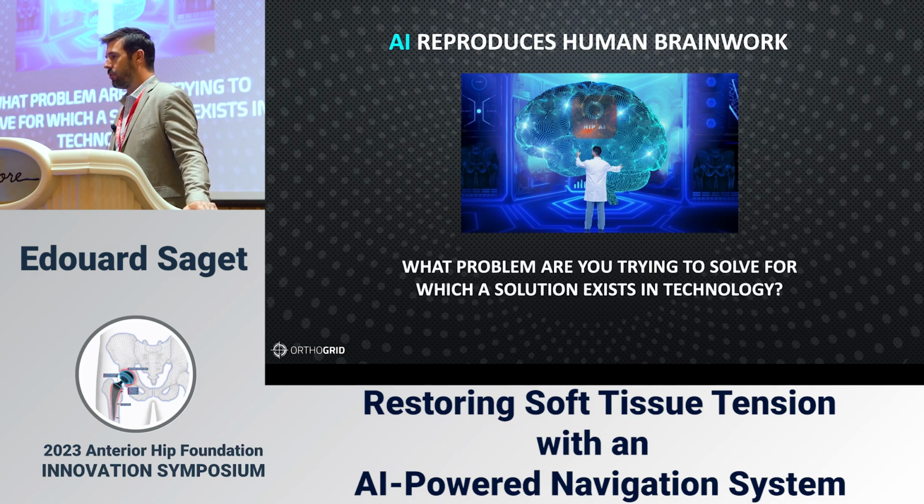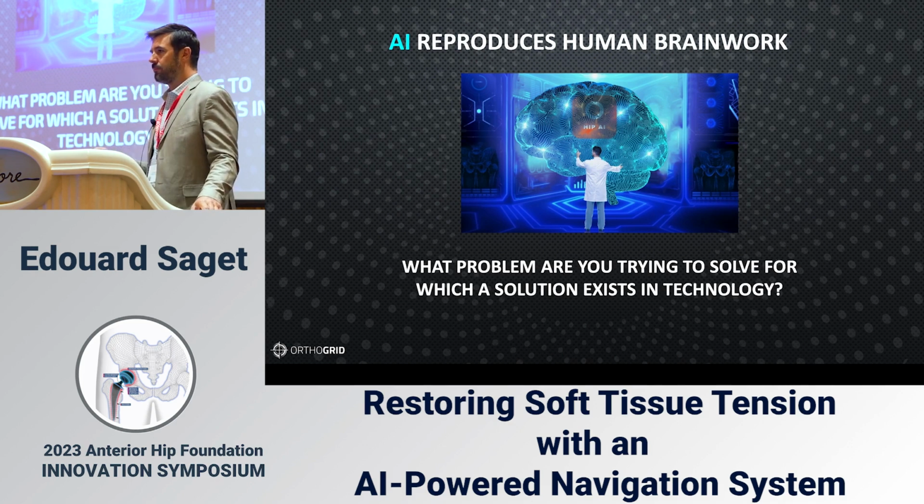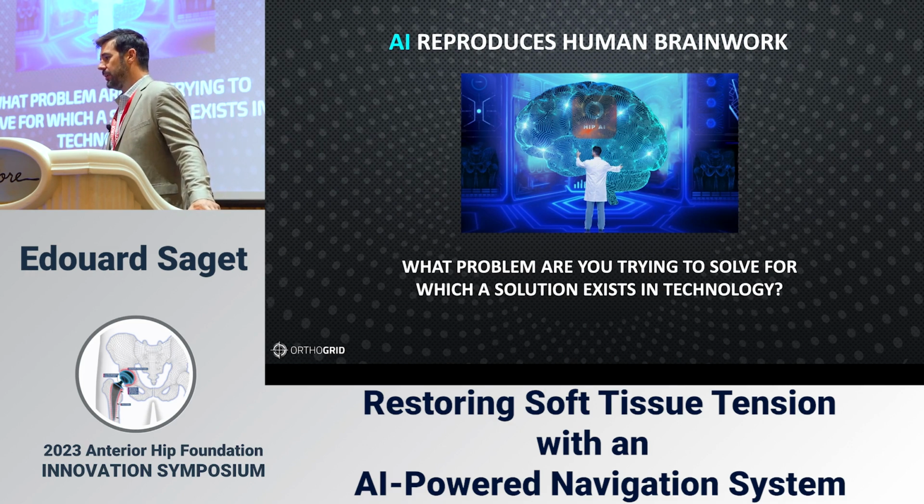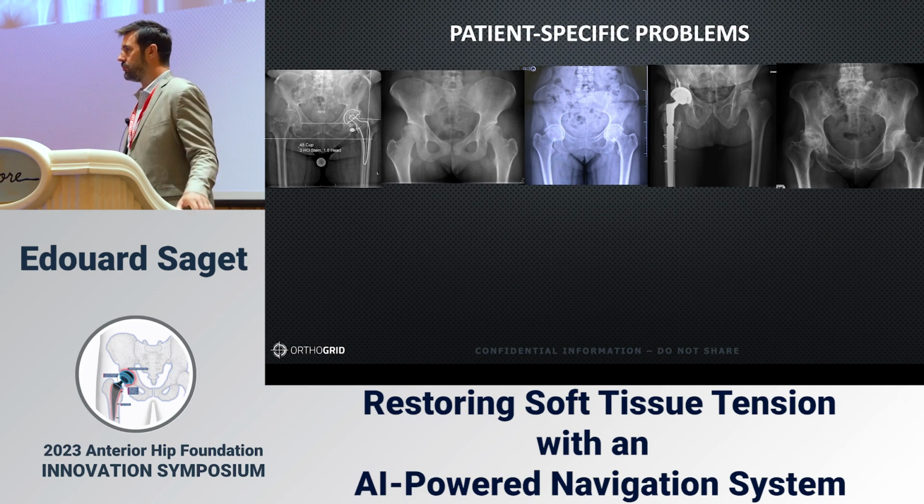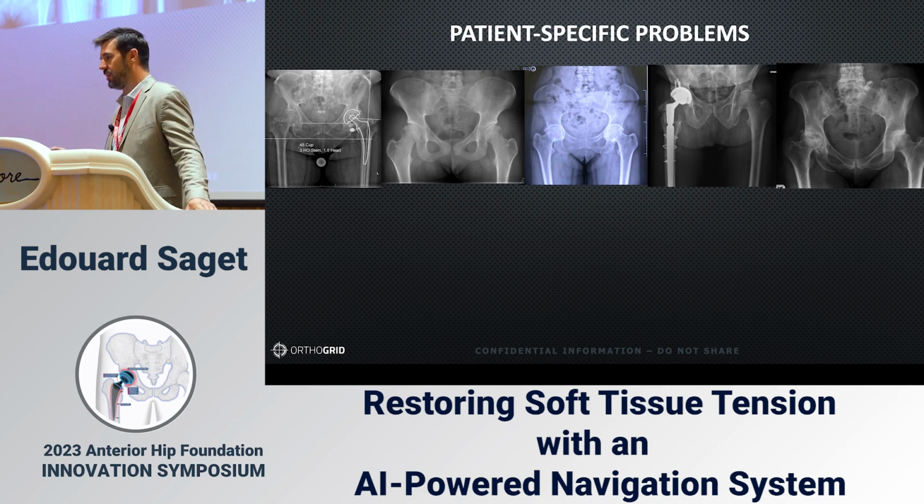There's a question that needs to be asked, because not all technologies are equal, but really it's the problem. What problem are you trying to solve for which a solution exists in a specific technology? And when we look at the options for the patient-specific problems you're trying to fix, you have the routine case, you have a DDH, you may have a protrusio, you may have a revision on the other side, you can't trust the contralateral side, you may have a lot of different things.